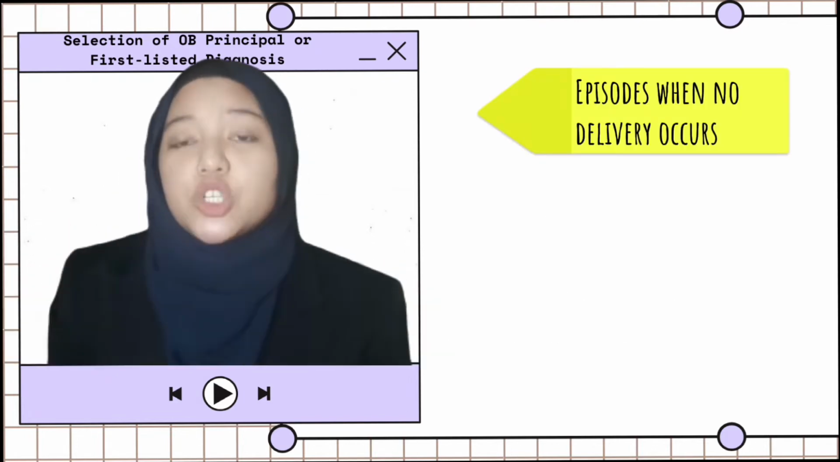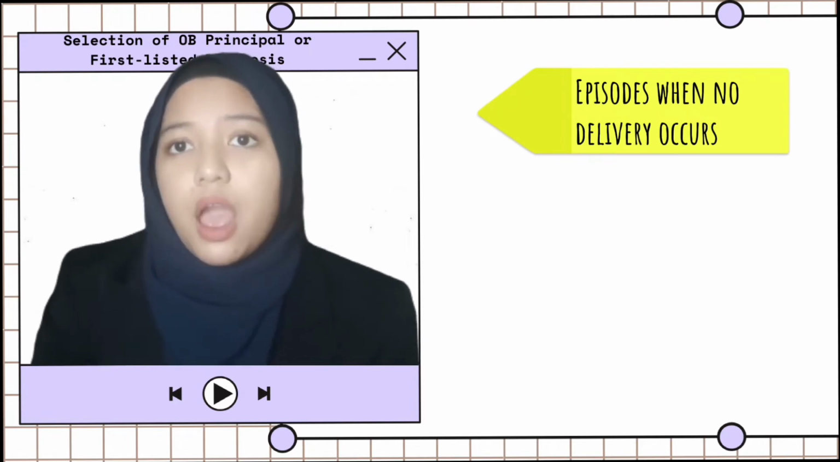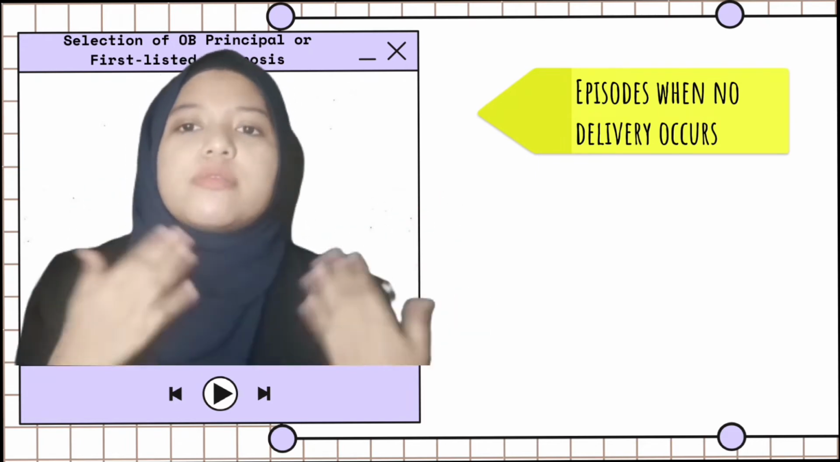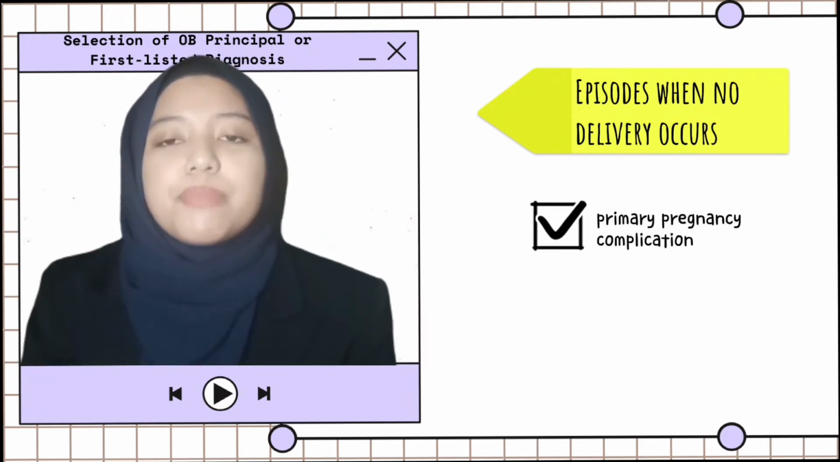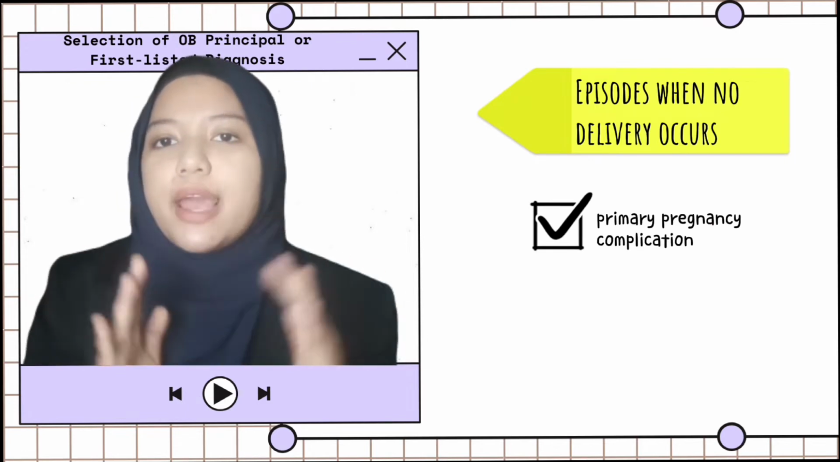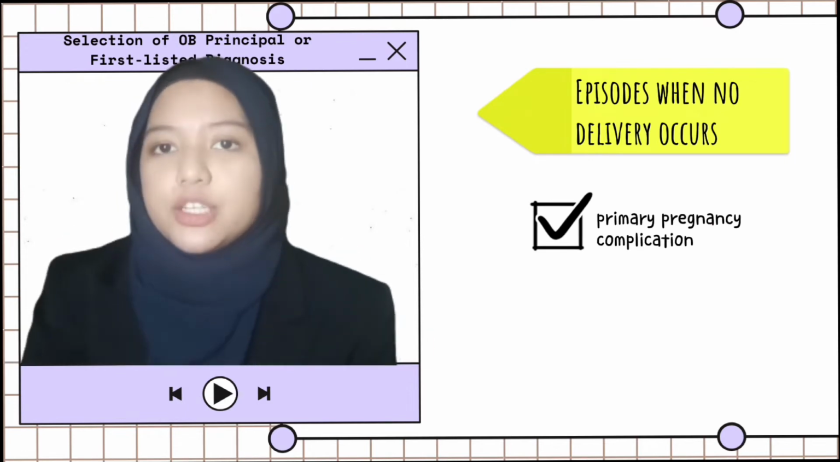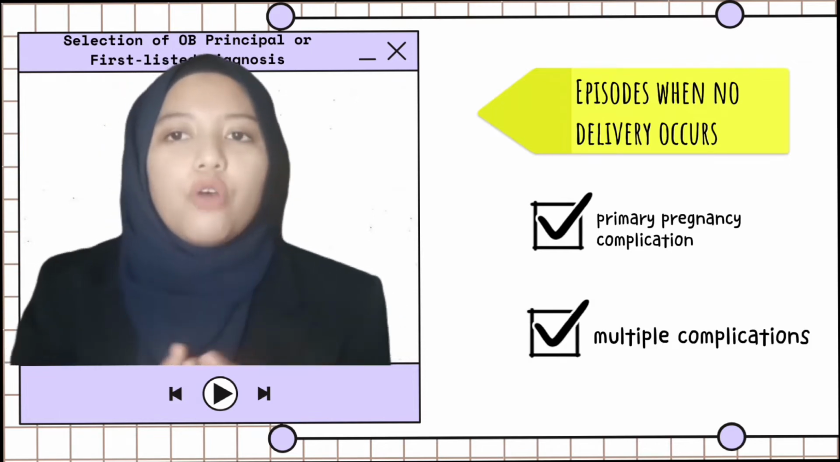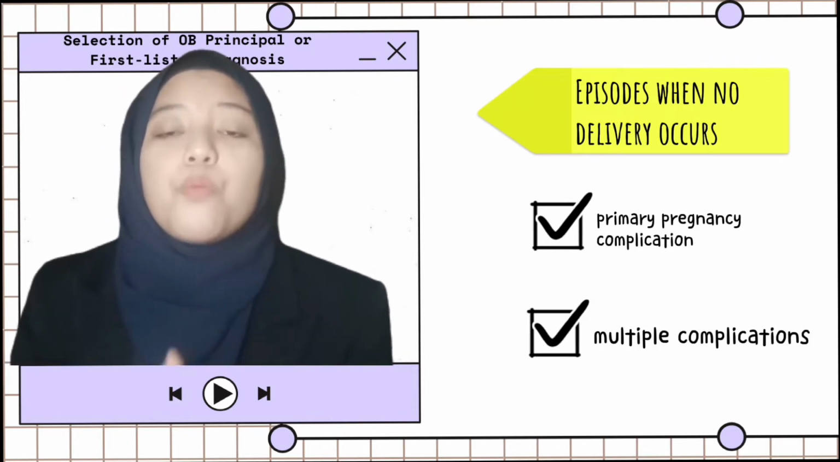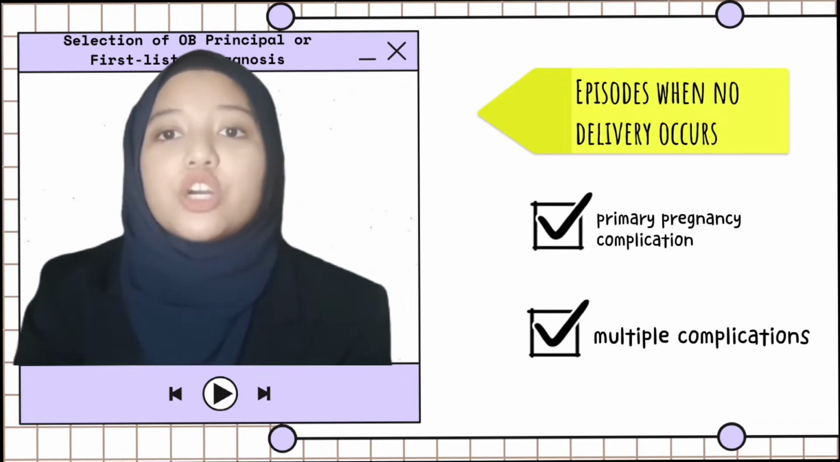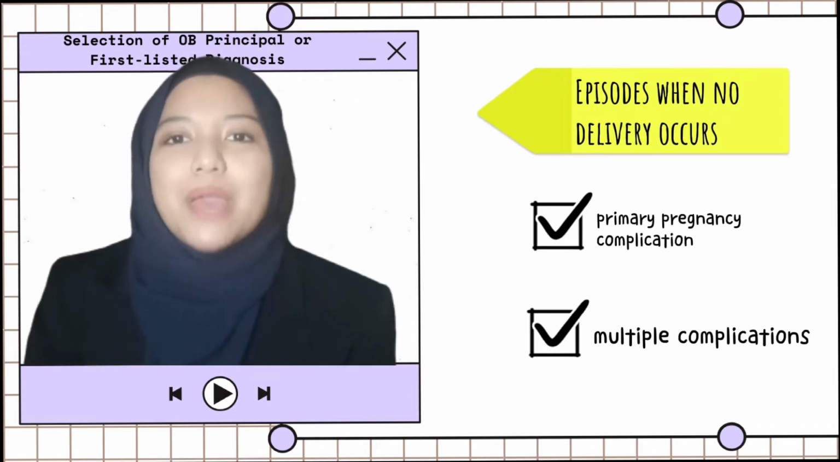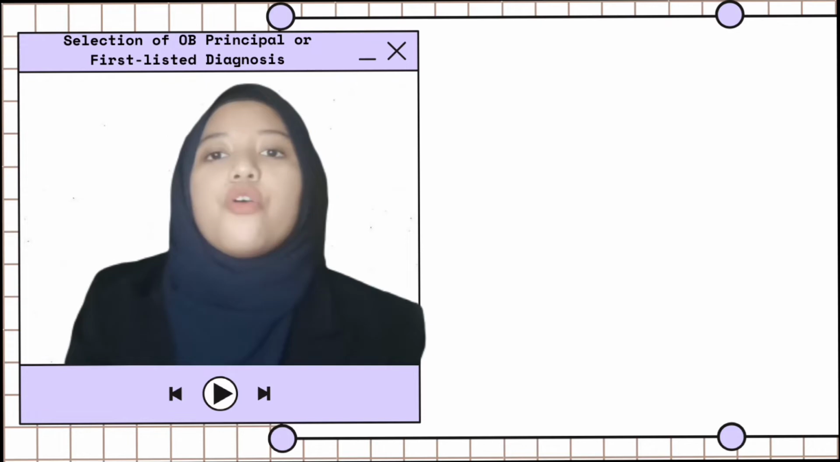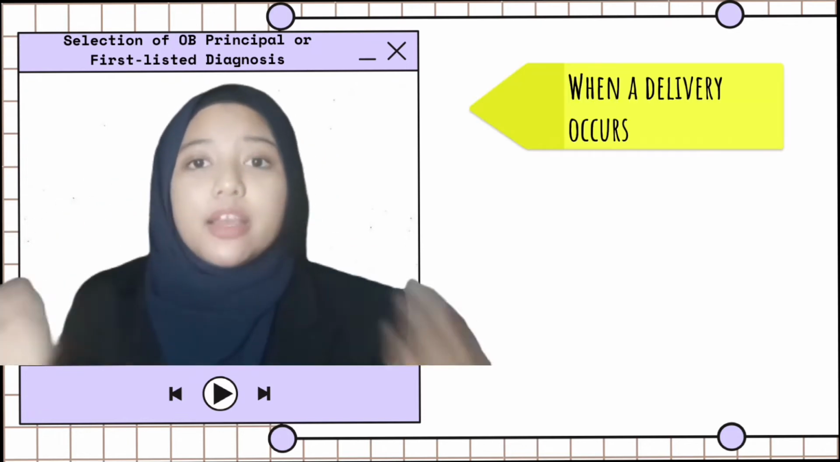Next, episodes when no delivery occurs. The primary diagnosis should relate to the primary pregnancy complication that resulted in the encounter. If there are multiple complications, all of which are being treated or monitored, any of the complication codes may be sequenced first. Fourth is when a delivery occurs.